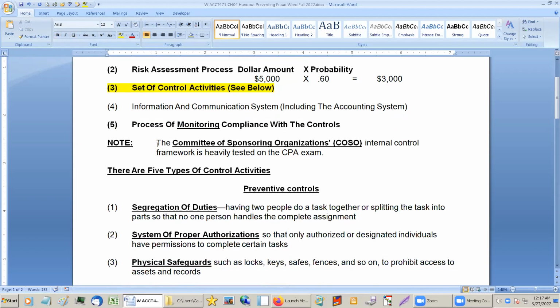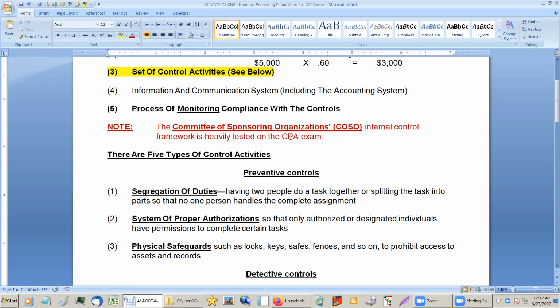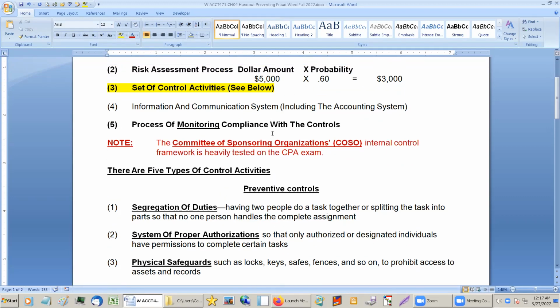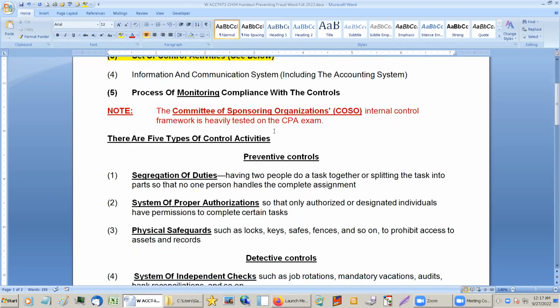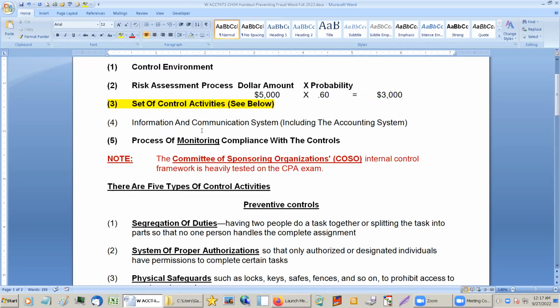Okay, and just so you know, those of you that are interested in taking the CPA exam, the Committee of Sponsoring Organizations internal control framework is heavily tested. It's big and it's getting bigger. Okay, so set of control activities.